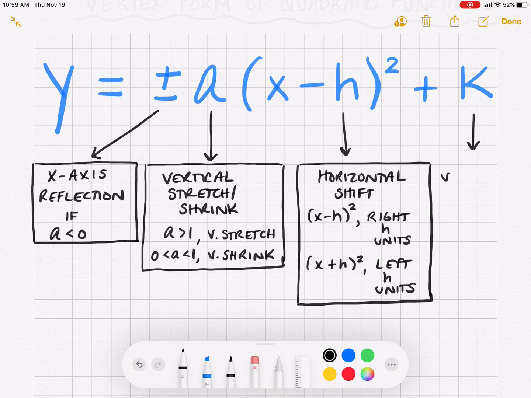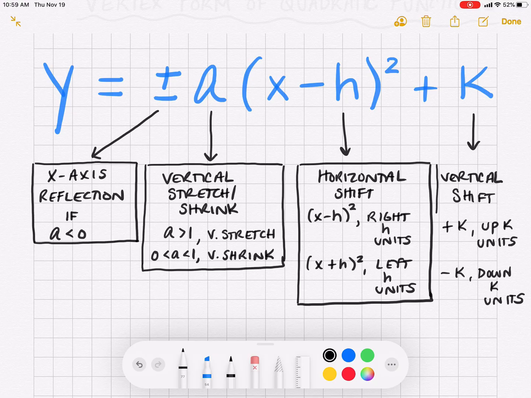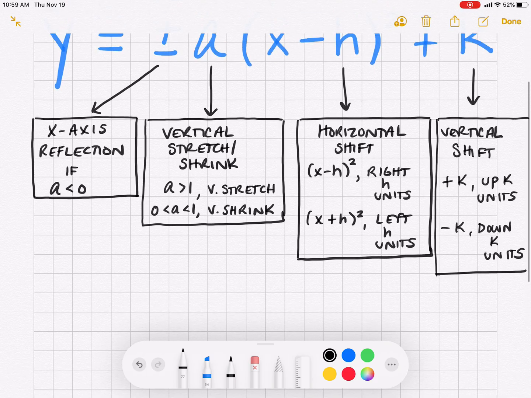I'm running out of room a little bit, but I think I can get this to squeeze. This is the vertical shift. If it's plus k, it's going to be up k units. And if it's minus k, it's going to move down k units. So this one's a little bit more straightforward. It does what it looks like it should do. All right, so there is all of our transformations written out.